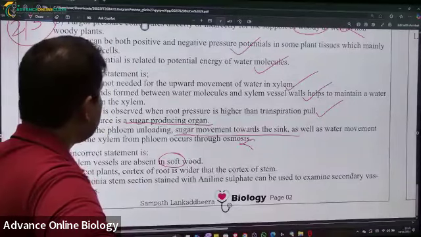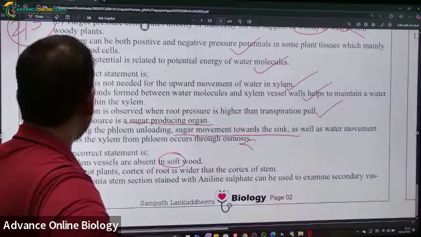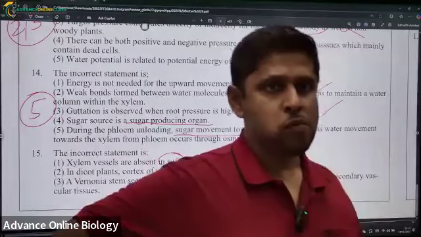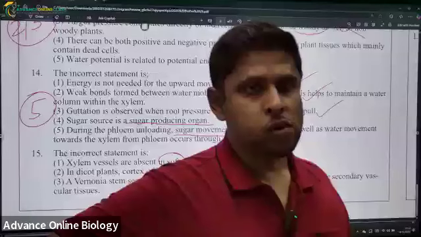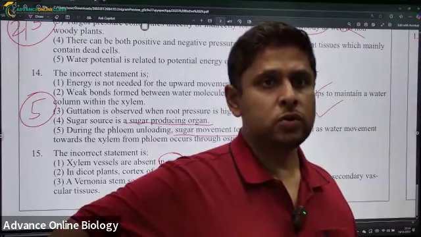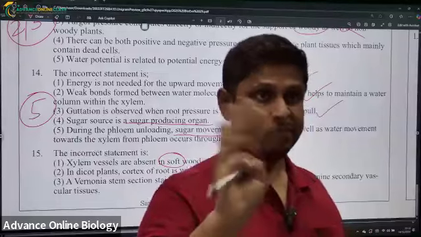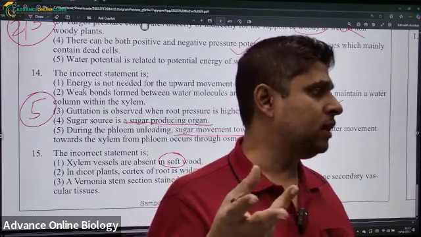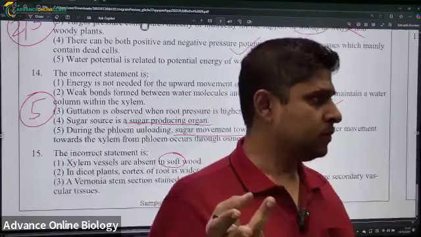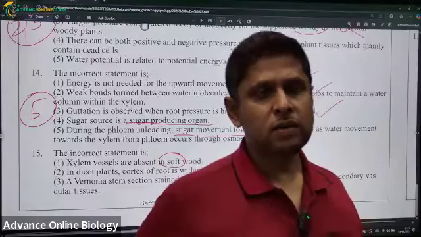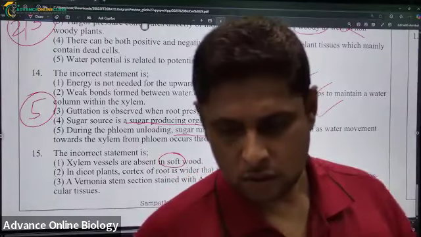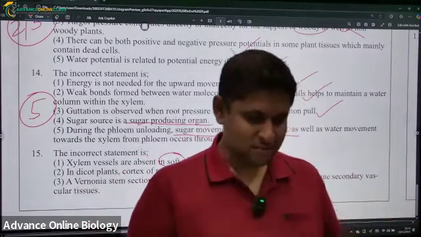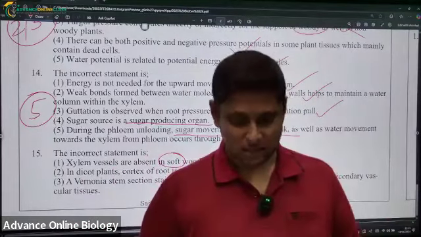Weak bonds formed between the water molecules and the xylem vessel walls help to maintain that. Statement-wise, correct? Okay, no? Right? Correct, no? So hydrogen bonds are stronger bonds, no? Wrong. Why do you say hydrogen bonds are stronger bonds? They are stronger when they come to the solid stage, right? Otherwise, in the liquid stage, hydrogen bonds are weak bonds. You want me to check that? We will be very careful in answering.